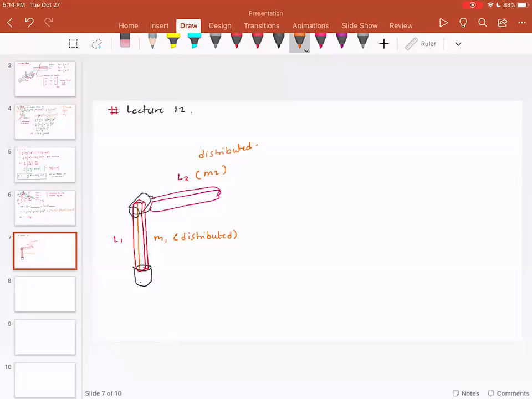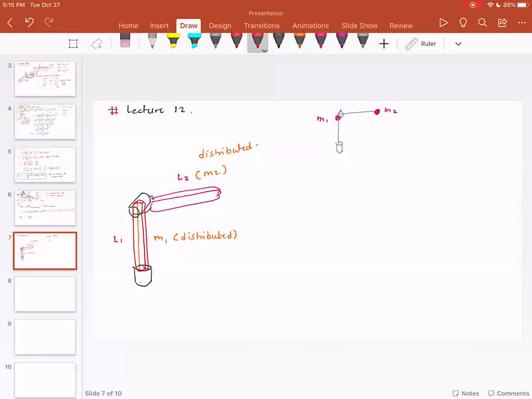Now, how is this problem different than the problem that we solved in last class? In last class, we had a revolute joint, but the total mass for link one was concentrated at the end. Then we had another revolute joint, and the mass for link two was concentrated at the end. So you had M1 and you had M2. Unlike that problem, now the mass is distributed.